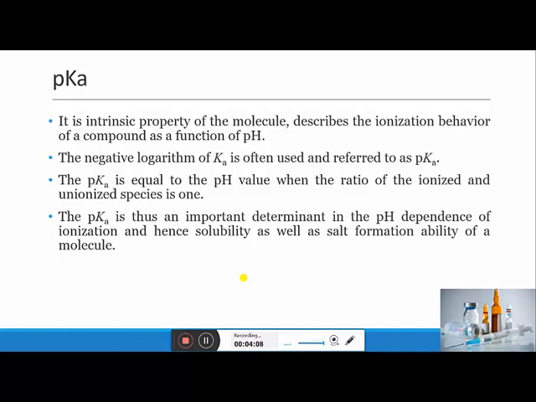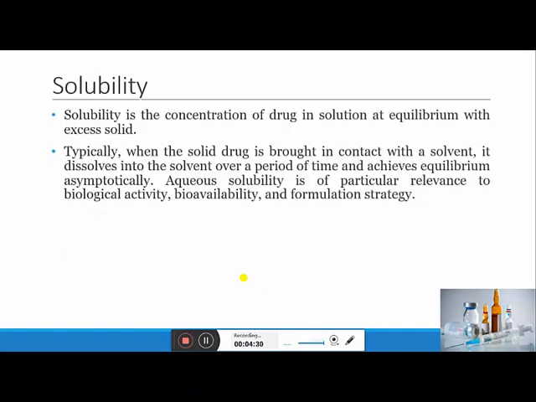And pKa is an important parameter for determination of pH dependent solubility of a drug molecule, because most of the drugs are either weak acid or weak base. So their solubility depends upon the pH. So determination of pKa is necessary for determination of pH dependent solubility of molecule as well as their tendency of salt formation.